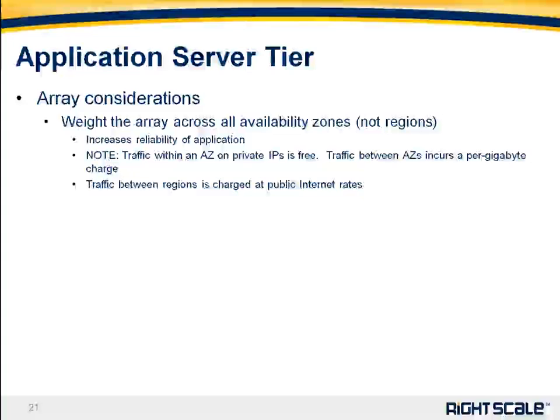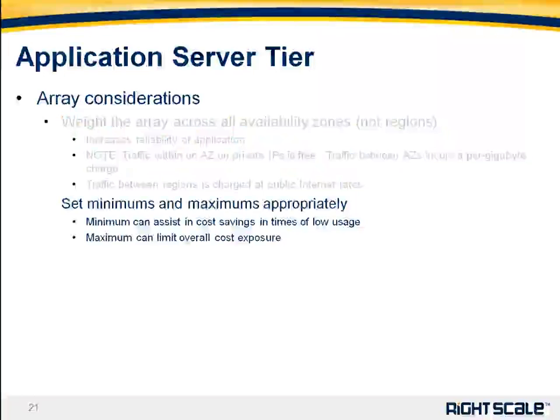The important notes there, as well, are that traffic within the availability zones on the private IPs is free. If you do traffic between availability zones, there's a per gigabyte charge. It's fairly nominal. I believe it's currently a cent per gigabyte, but it is something you at least want to be aware of. And traffic between regions is charged at the public internet rate, so you're dealing with both cost and latency. So we've seen very few cross-region deployments. There are some, but it's definitely the exception and not the rule.